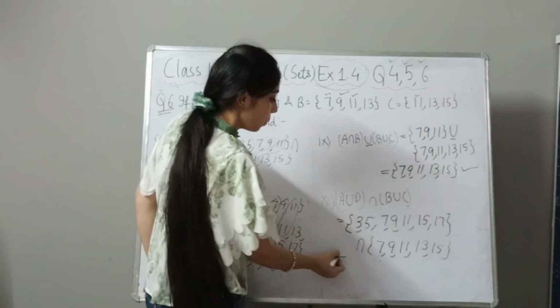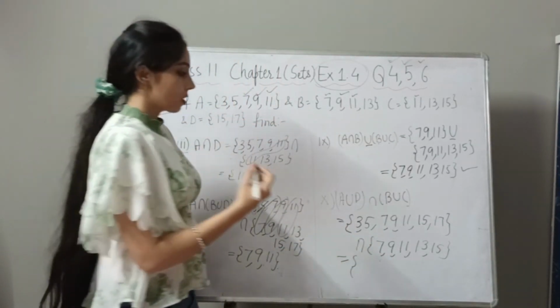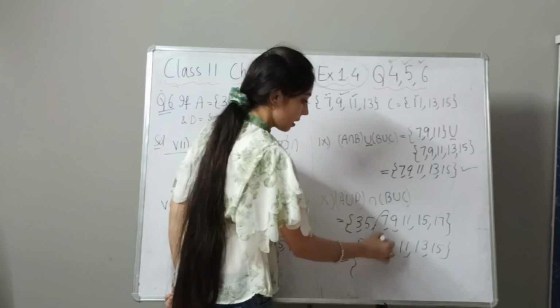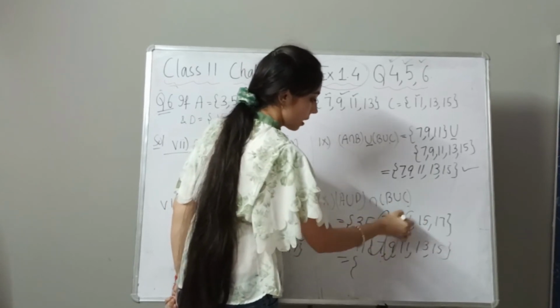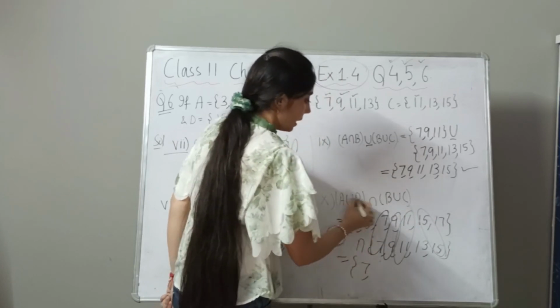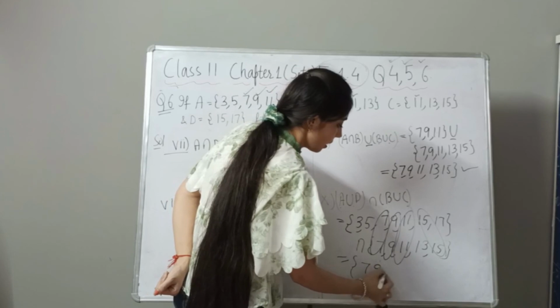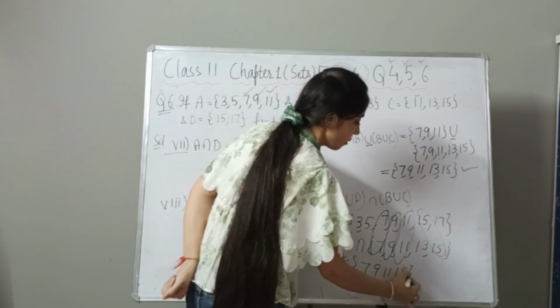Okay. So what about the intersection of these two? We have to write those elements which are common in both the sets. First one is 7, second one is 9, 11 and 15. So the intersection of A union D and B union C will be 7, 9, 11, 15.